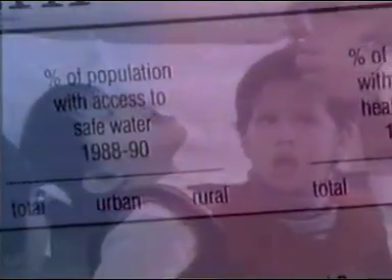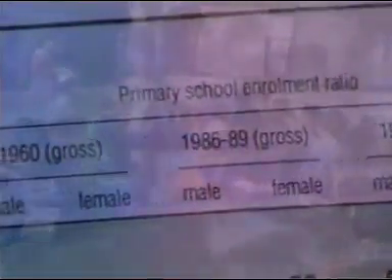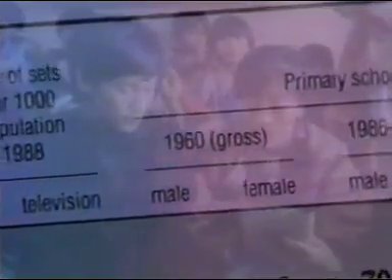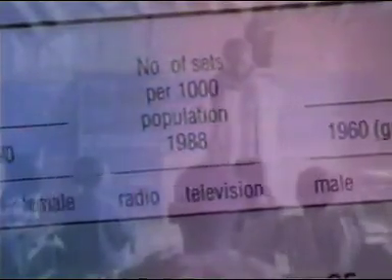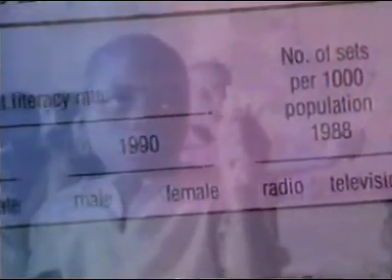There's information about health. How many people have access to clean water and hospitals? And how many children have been immunized against preventable diseases? And there are details of education. How many people go to school? How many have access to radio and television? And how many can read?